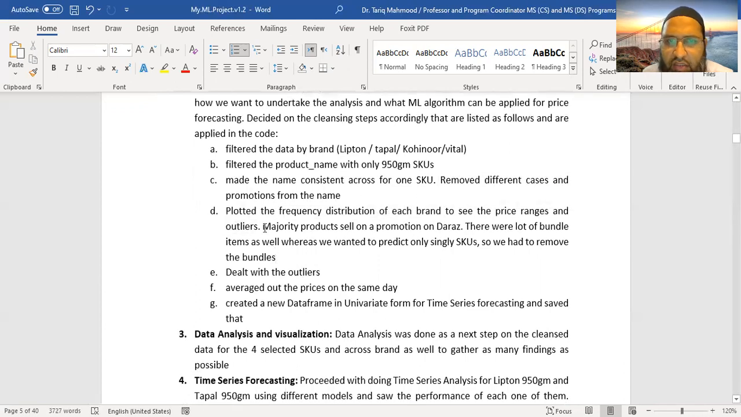So the student has basically conducted this frequency distribution in multiple ways, as we will see right now. Majority products sell on a promotion on Daraz. There were a lot of bundle items as well, whereas we wanted to predict only single SKU, so we had to remove the bundles. So these are the type of decisions that the data scientist has to make.